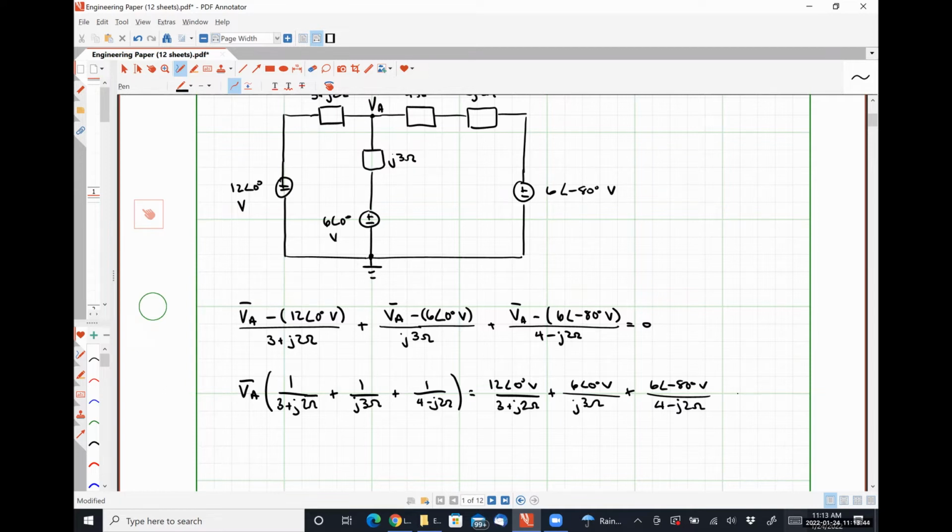Everything on the right-hand side is simply a constant. The coefficient of VA is a constant value. And so from this, we can easily solve for the quantity VA. Let's take just a moment to do that.